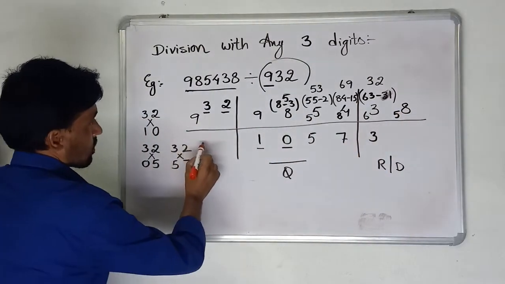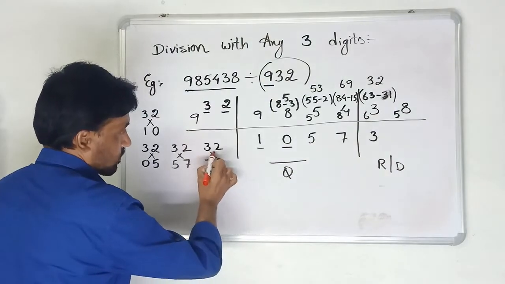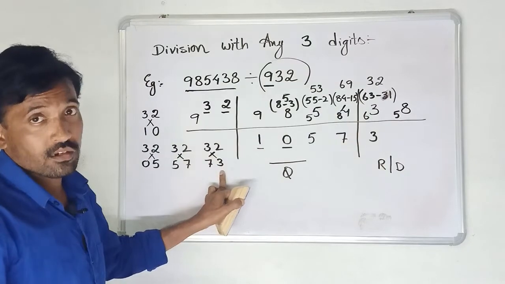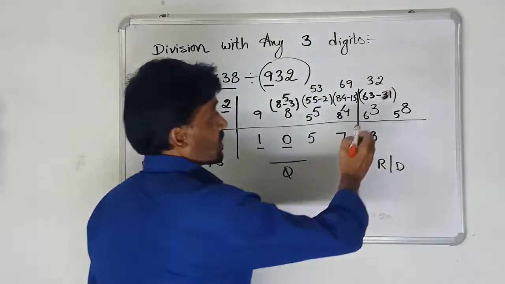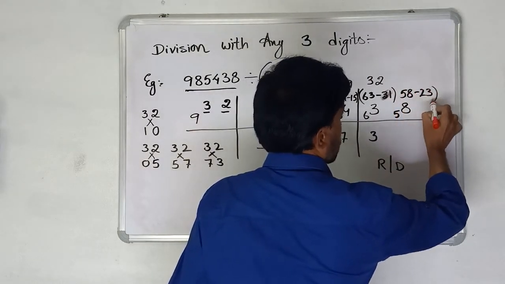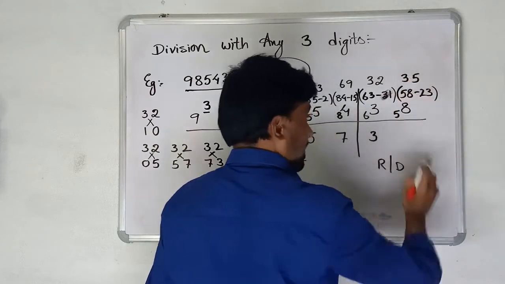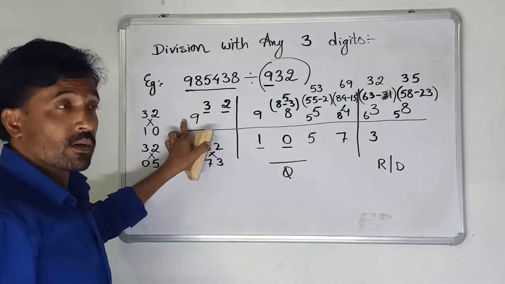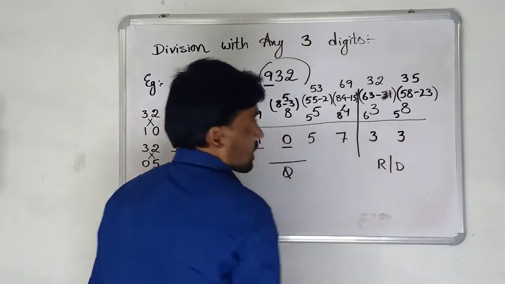Now again the suffix 32 goes under 3 and its previous value 7. Again we do the cross multiplication: 3 times 3 is 9 plus 2 times 7 is 14. 14 plus 9 is 23. Now from 58, 23 is to be subtracted. 8 minus 3 is 5, 5 minus 2 is 3. Now we have 35. 35 divided with 9 how many times? Again 3 times.